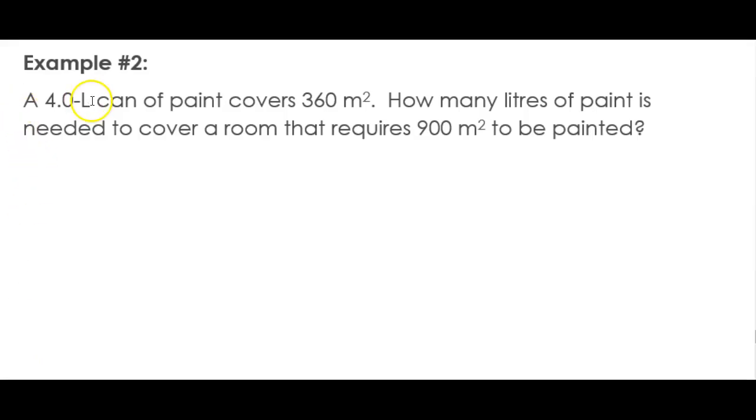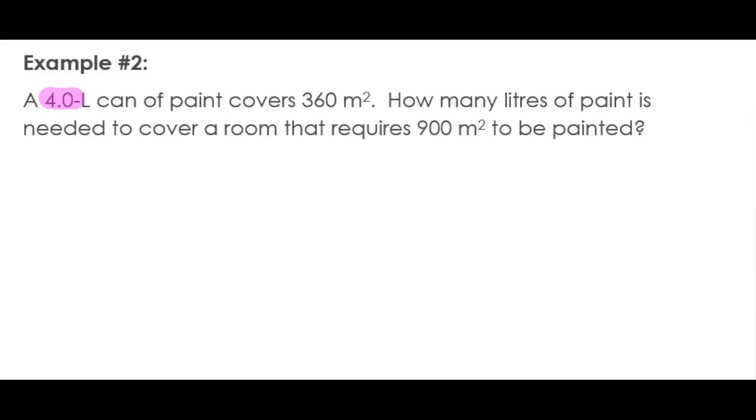So it says a 4-liter can of paint covers 360 square meters. Okay, that's an area. How many liters of paint are needed to cover a room that requires 900 square meters to be painted? All right, so I start by looking at what it is I know and how I can use that to set up a relationship or a proportion between these values.